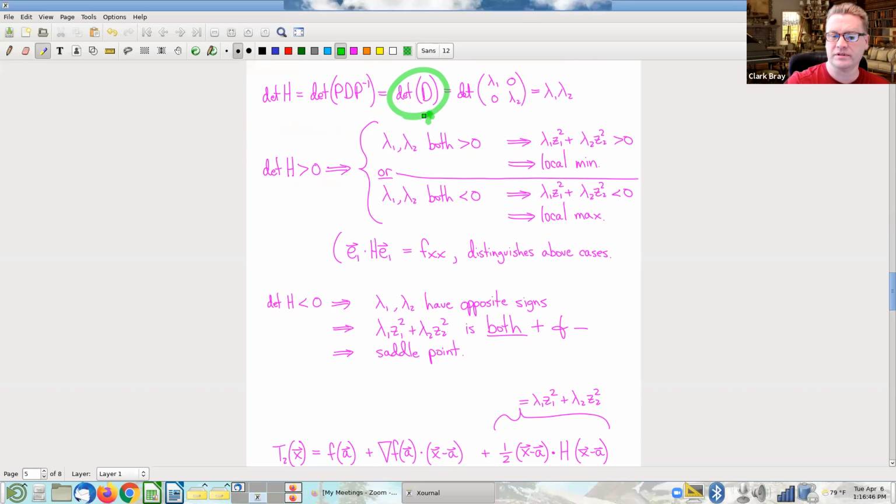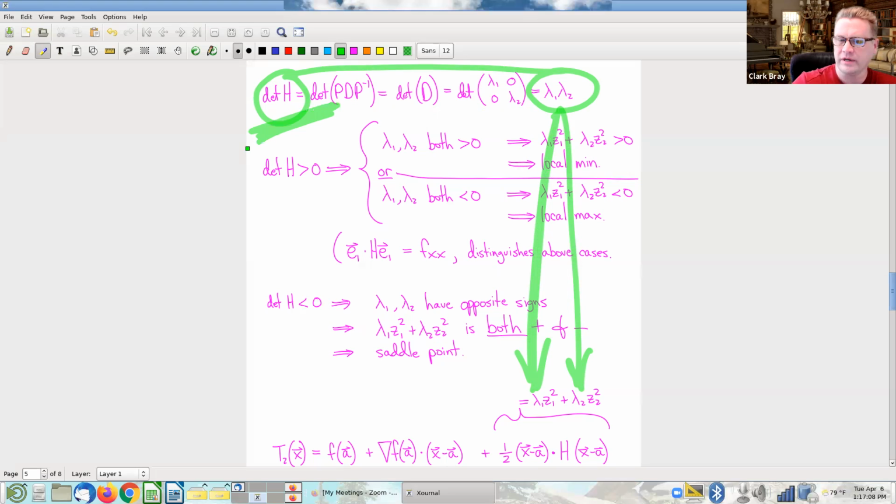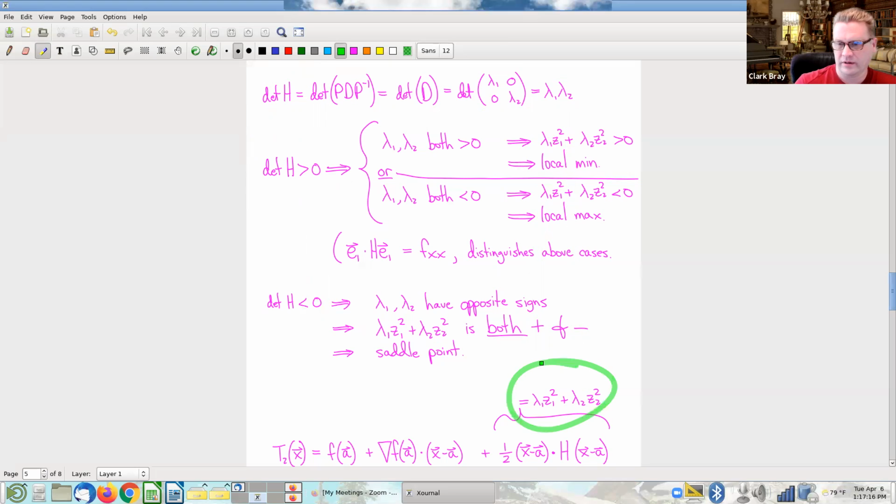D, of course, being a diagonal matrix whose determinant is really easy to write down. So this determinant that we computed is the product of these two eigenvalues. Knowing if that determinant is positive or negative is a foot in the door for understanding whether those terms are positive or negative. That's most of the idea right there, and everything else that follows is mostly little details.